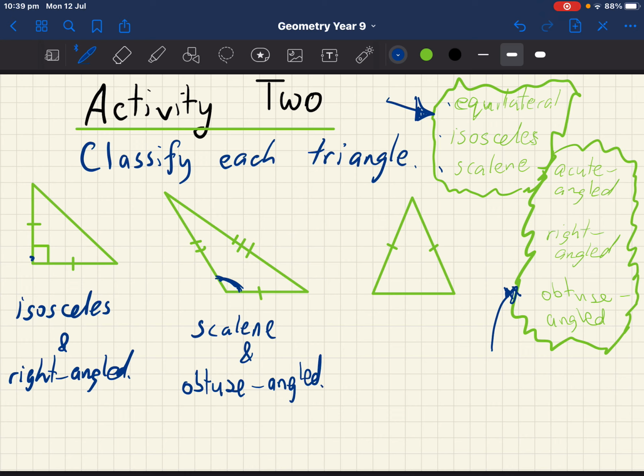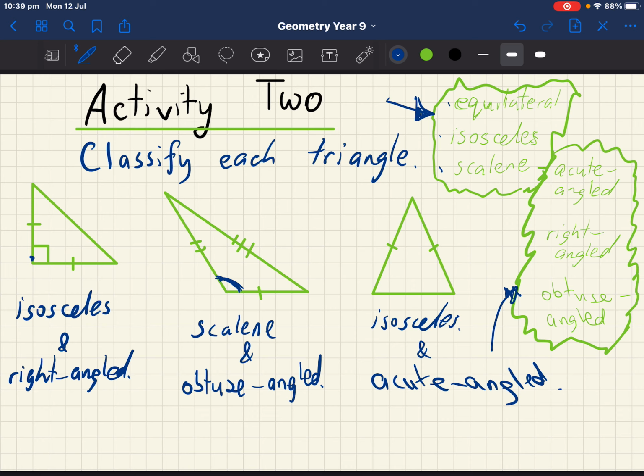And final question in this lesson, what did you get for this one? Hopefully you got isosceles, recognizing that two of these sides were the same length. And in this case, all three angles are acute. So you should have had acute angled. Right on. So that brings us to the end of the first lesson.